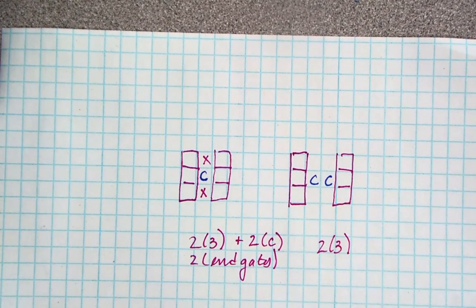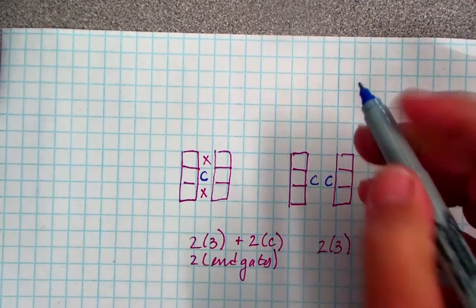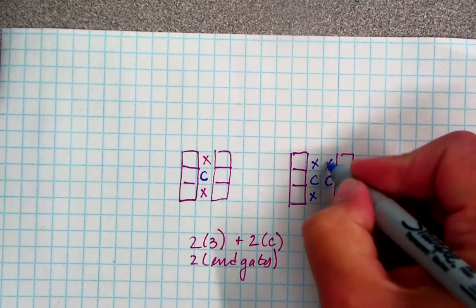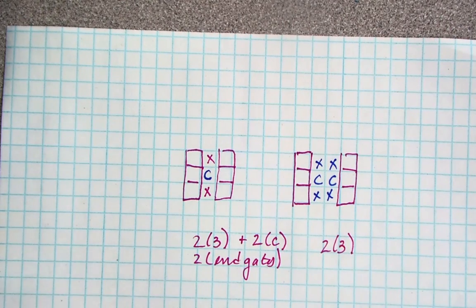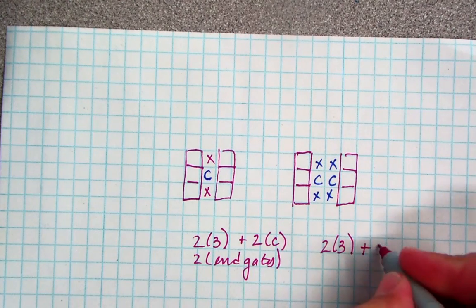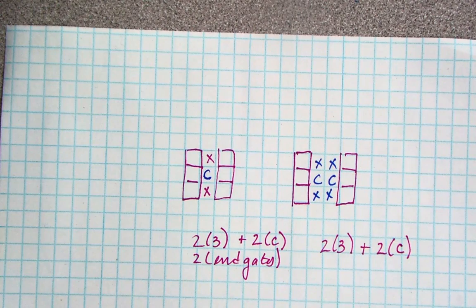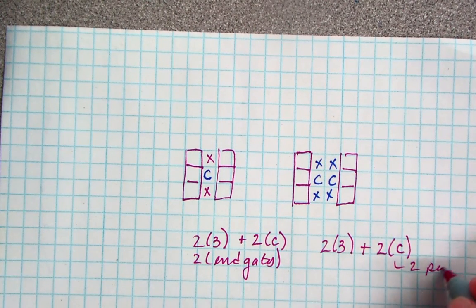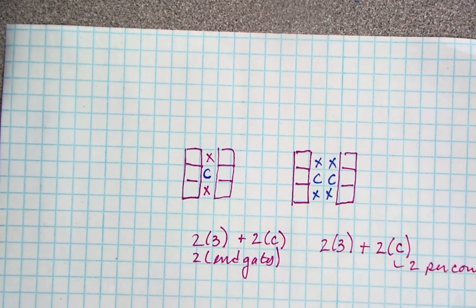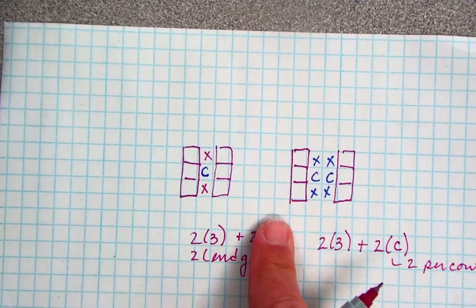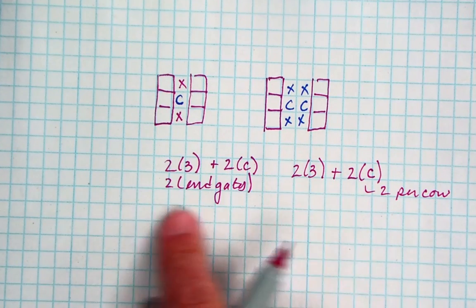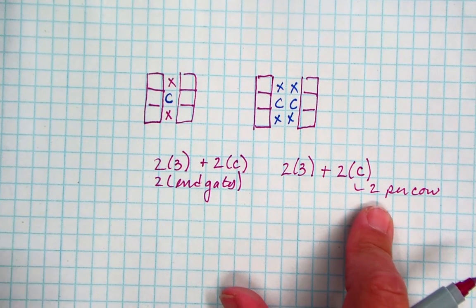And then I have 2 per cow. So this cow has 2, this cow has 2. So I have 2 per cow. So I think I've come up with the equation and also describe this as 2 per cow. So that's one way to see it. So here is the drawing. Here it is described geometrically.